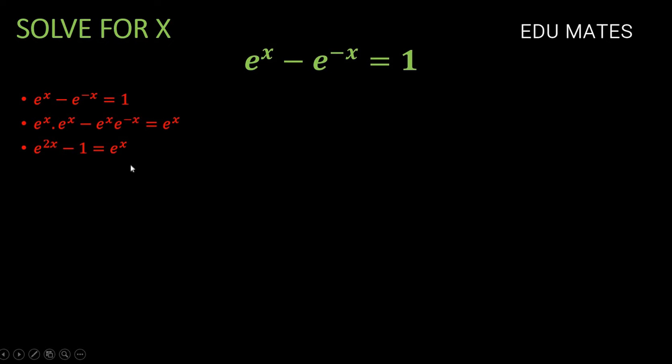So our second term will become 1 and our equation will be e to the power 2x minus 1 equals e to the power x. Okay, so now let's subtract e to the power x from both sides of the equation and it will yield e to the power 2x minus e to the power x minus 1 equals 0. So now let's substitute e to the power x equals y. By doing this, we will convert our exponential equation into the quadratic equation as follows: y squared minus y minus 1 equals 0. So now let's solve this quadratic equation.